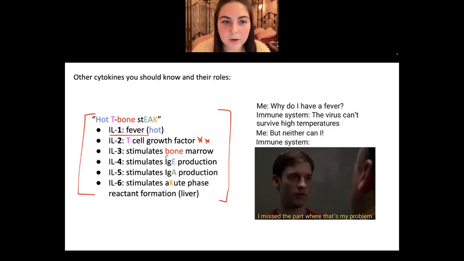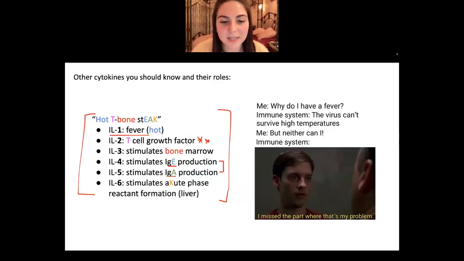IL-3 stimulates bone marrow, so this is hot T-bone, and then steak. IL-4 stimulates IgE, IL-5 stimulates IgA. I think we talked about this on Thursday. If you're wondering what IgE and IgA are, we'll talk about this on Thursday with antibodies. And then IL-6 stimulates acute phase reactants. It's not spelled like this, so don't spell it like this, but it's just a nice way to remember it.